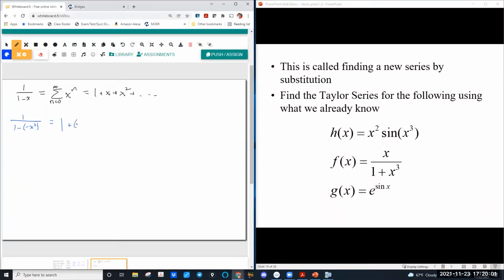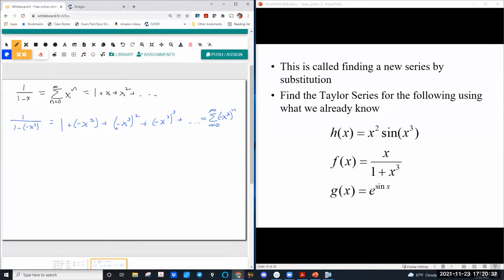So 1 plus negative x cubed plus negative x cubed squared plus negative x cubed to the 4th. I think that's plenty of terms. Excuse me, to the 1st, 2nd, 3rd. Skipped one. I think that'll be enough terms for us to see. If we need more, we can always put them in. And then we got to figure out, okay, well, then there's the summation. All right, well, n equals 0 to infinity of negative x cubed to the n.